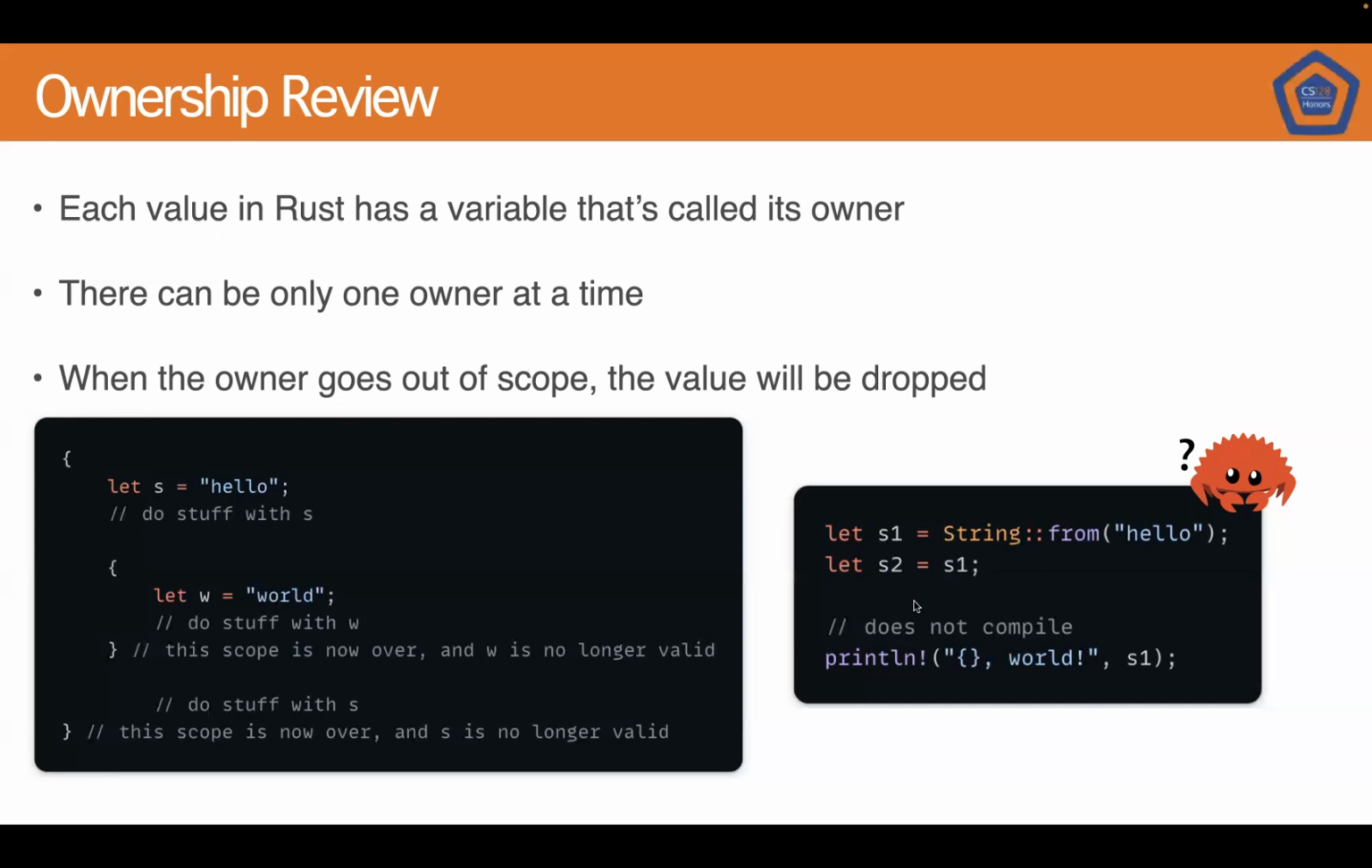In the second example, this demonstrates the second rule of ownership, which is that there can only be one owner at a time. So in this example, we have a variable s1, which owns this string hello. However, in the next line, the value owned by s1 is moved into s2, and s2 now is the one and only owner of hello. So after this line, to ensure memory safety, s1 is no longer valid. And if we try to use it like we do in this print statement, we'll get a compile time error.